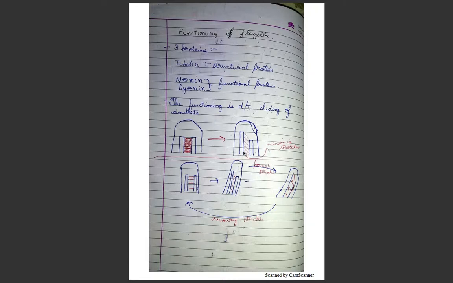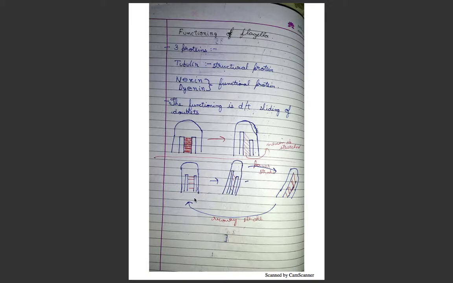And when one of them is stretched, if any part of this doublet is stretched, then the nexin protein also gets stretched. And due to this, if the doublet is stretched, it keeps stretching on and returns back into its normal position. And that is exactly how flagella works.